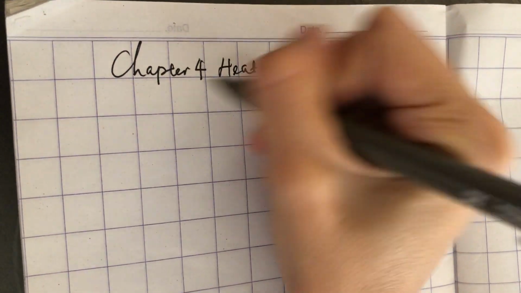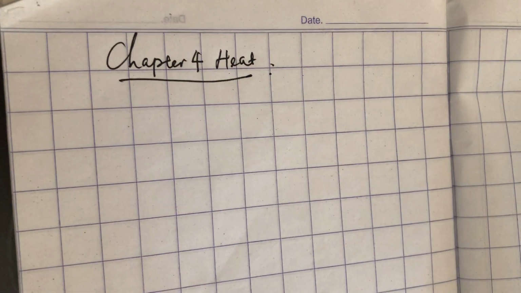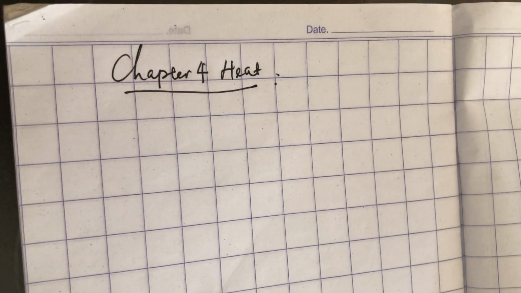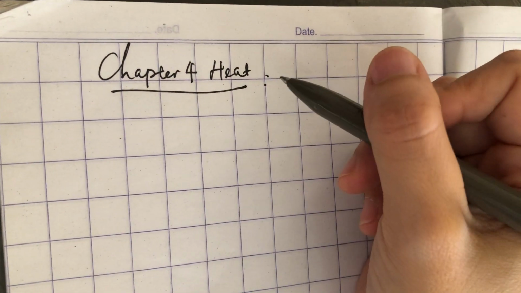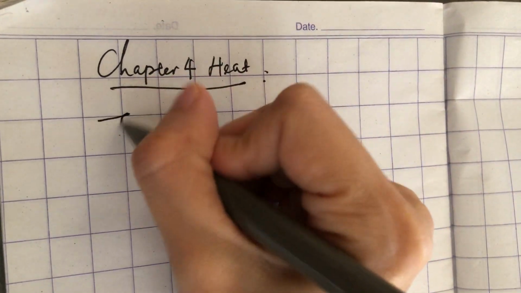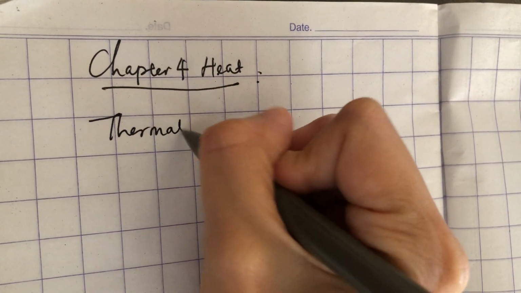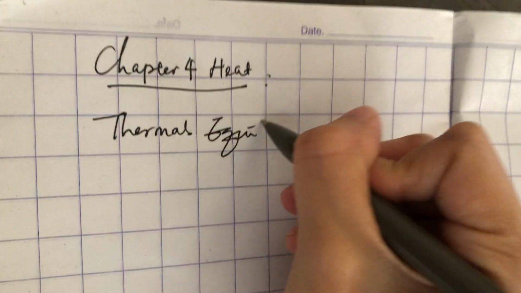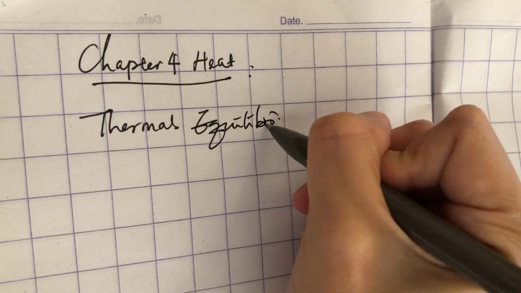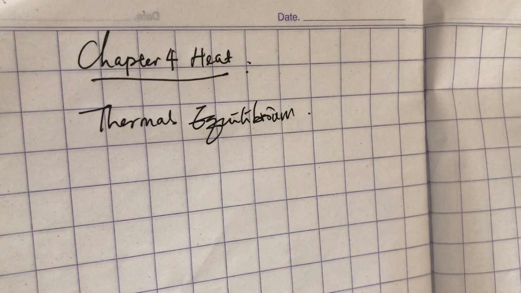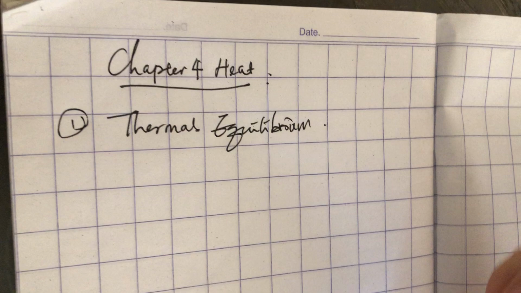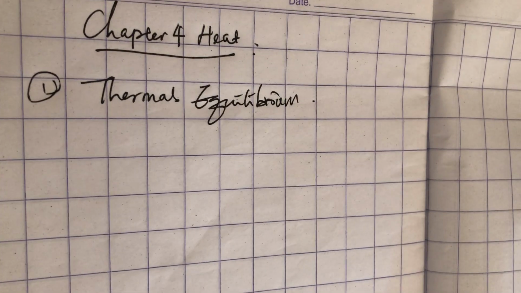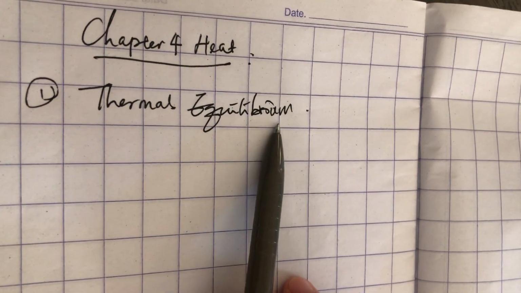I wish that you all had really gone through the chapter 3 that I posted previously. So now we are going to chapter 4 about heat. The first term that we are going to learn is thermal equilibrium. This is not a new concept at all because you learned it in lower secondary study. Before you understand thermal equilibrium, there are a few terms that you have to really know.